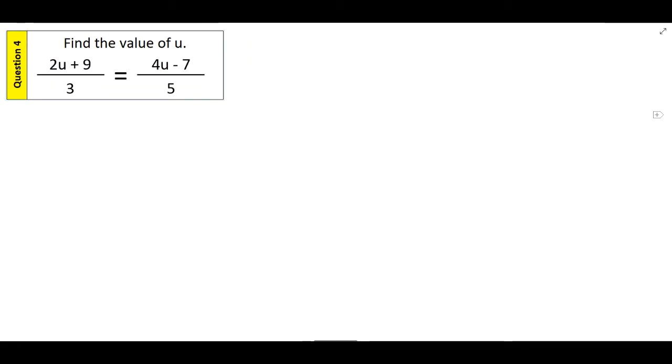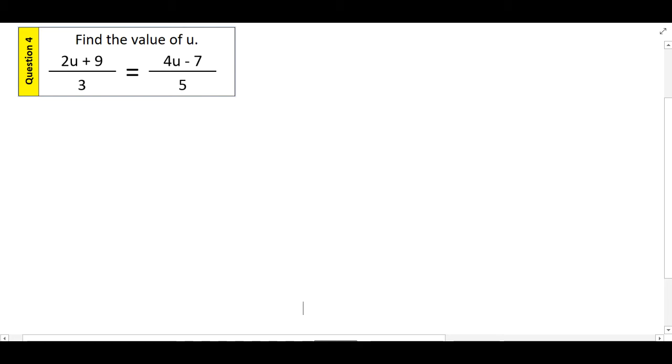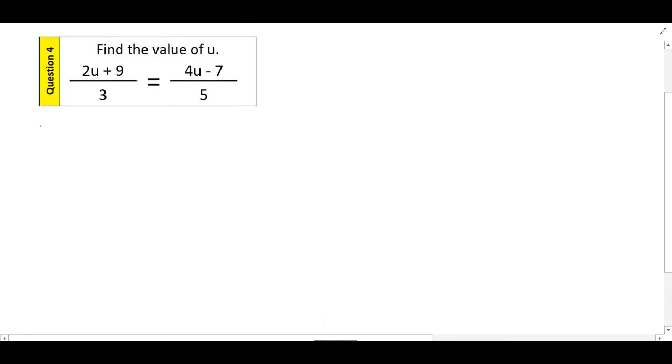Finally, one more. This one looks quite tricky because it has fractions involved in it. So that is the first thing I want to get rid of. So this means the answer to the left hand side means 2u plus 9. Whatever the answer is to that, we have divided it by 3. I don't like the fact that there's a fraction there. So to undo dividing by 3, we need to times both sides of the equation by 3.